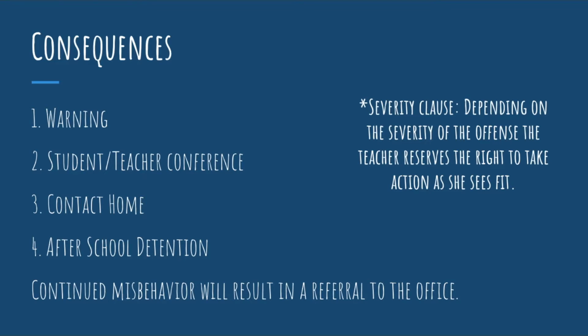So there is a severity clause, though, so depending on how bad whatever it is that you've done is, I do reserve the right to take action as I see fit. So there are certain cases where you do something and we're going to skip over that warning. We might even skip over the student-teacher conference and the contact home straight to an after-school detention if it's something that's pretty severe.